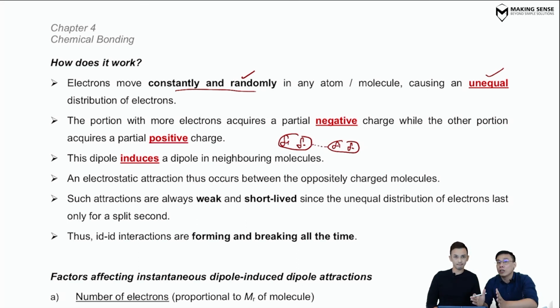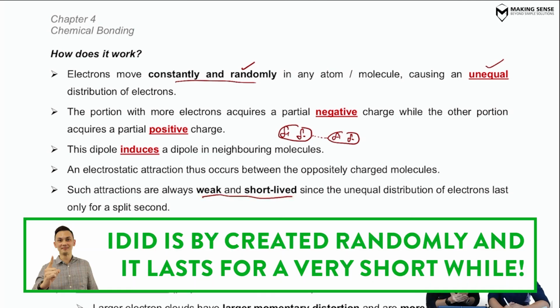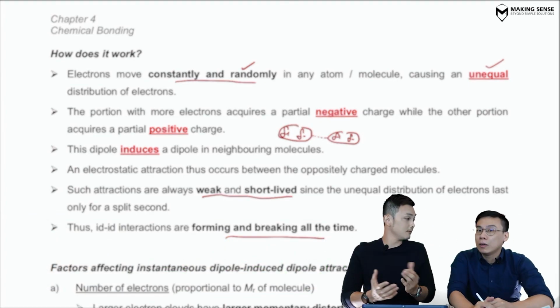So this is at one particular point in time. At the next instant, this force will break and it will reform at another area, and this process just keeps repeating. So we always say that such attractions are weak and short-lived, and they are always forming and breaking all the time. So I think the main idea is ID-ID is by chance, and it doesn't last for very long periods, because electrons' movement is very random, and they will only last for split seconds.